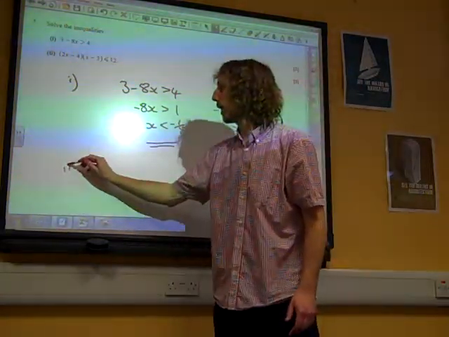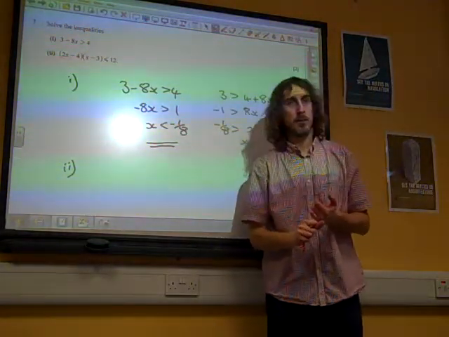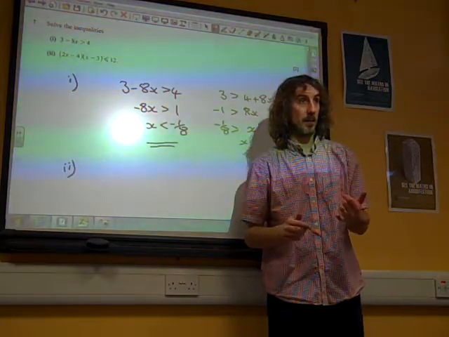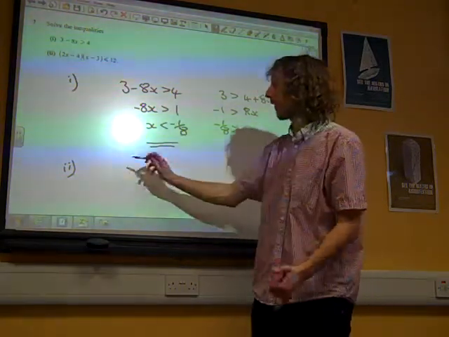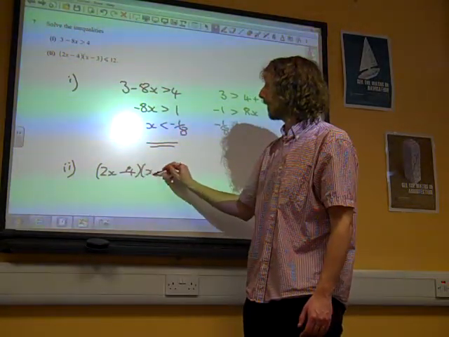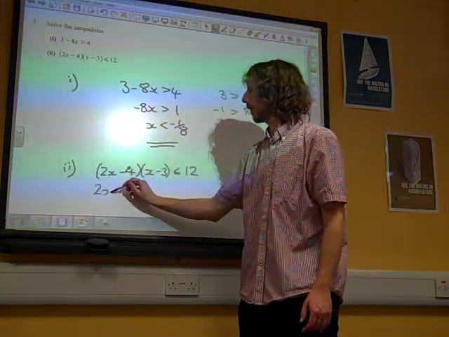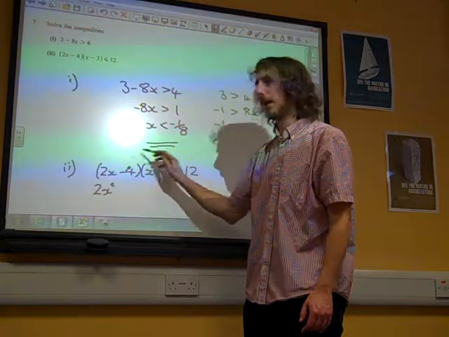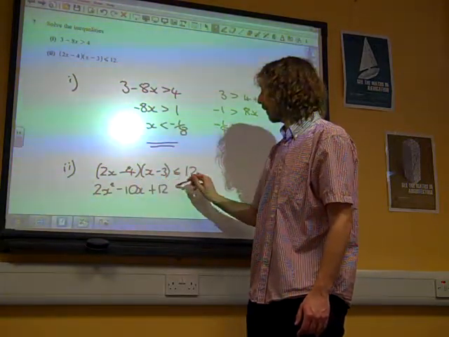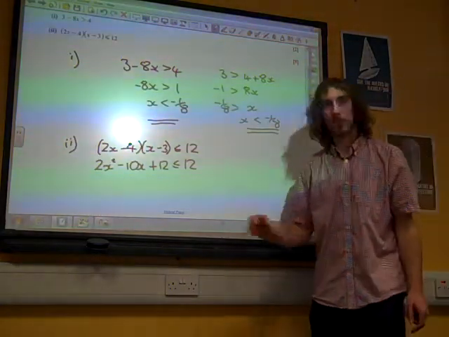Right, part 2. I hassle you all the time with quadratic inequalities to draw the graph. Once we get to the point where we're ready to solve this, you must draw the graph, because that's the thing that makes it so much easier. This one here, slightly disguised to start with, we're going to have to multiply out this bracket. What do we get? Minus 6x, so that's minus 10x, plus 12. And actually now it becomes a lot easier if we take 12 away from both sides.